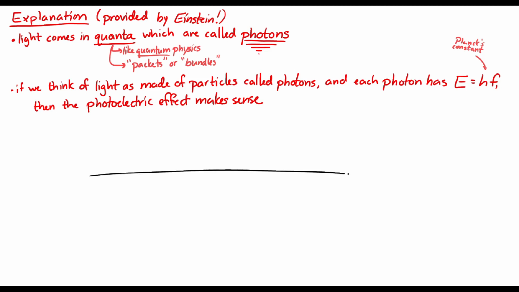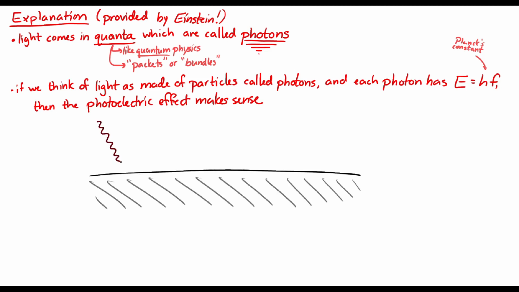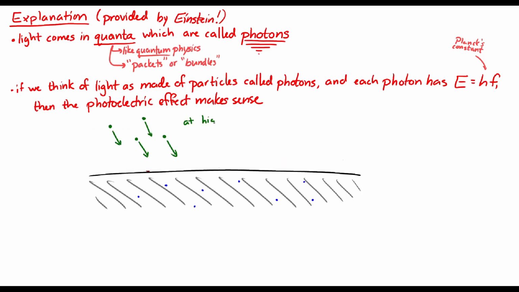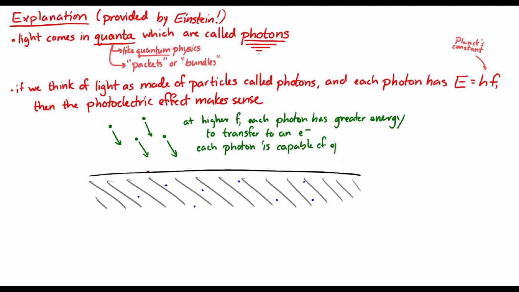Because if we send in this low frequency light, then that means that all of the photons that we're sending in have low energy. And so each little photon that comes in doesn't have enough energy to eject an electron. But if we increase the frequency, then each photon carries more energy. It's a packet that contains more energy. And so then each photon is capable of ejecting an electron from the metal.